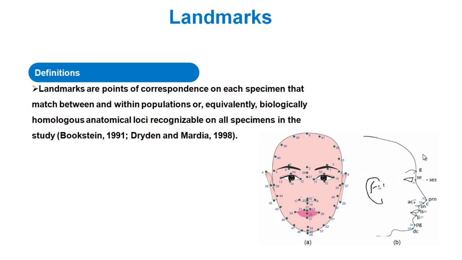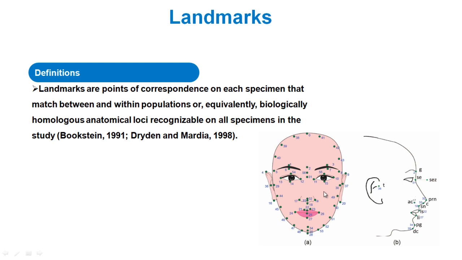So what is a landmark, or what are landmarks? Landmarks are points of correspondence on each specimen that match between and within populations, or equivalently, biologically homologous anatomical loci recognizable on all specimens in the study. From my right-hand side, you see two images, A and B. In A, there are landmarks on the face of the object, a mixture of both anatomical landmarks and semi-landmarks. B is purely anatomical landmarks. There are no semi-landmarks here.